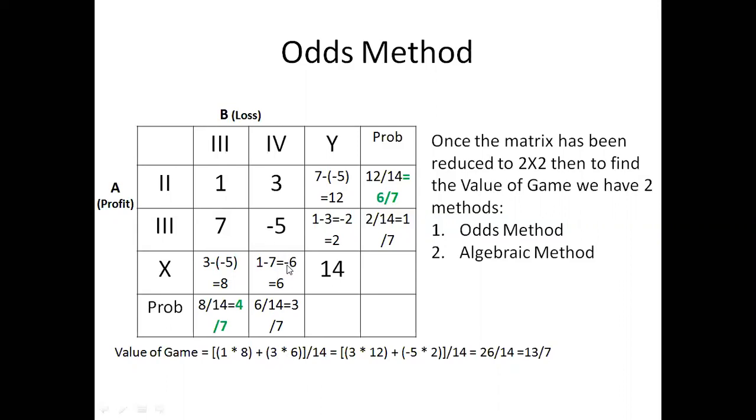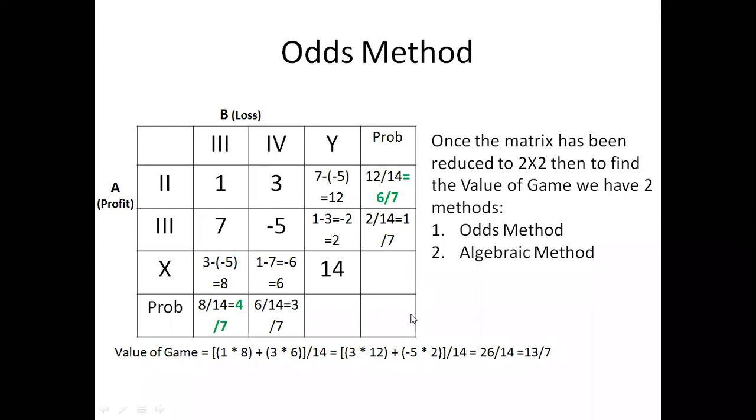Similarly, you take any column. In order to make the point clear, I have considered column 2. So this will be 3 into 12, this is the oddment of y, plus minus 5 into 2. So 3 into 12 is 36, minus 10, it is equal to 26 by 14. So you can take randomly any row or any column. Out of these four options, you can take any one. You will get the value of game as the same, that is equal to 13 by 7.